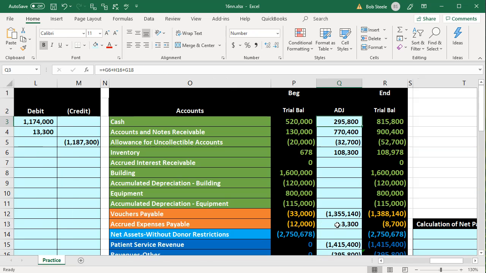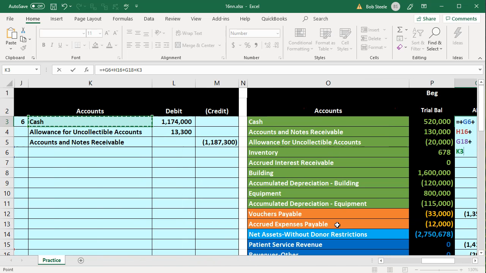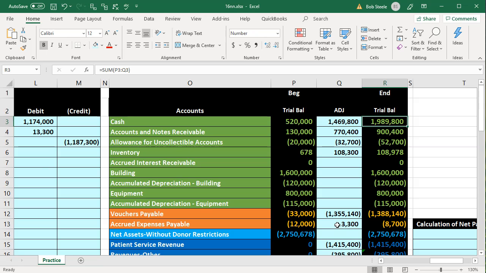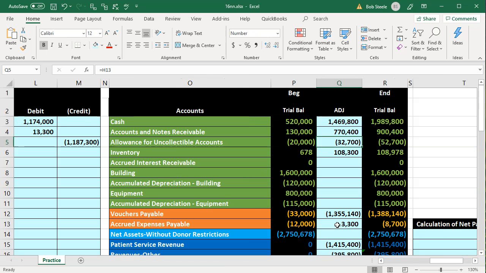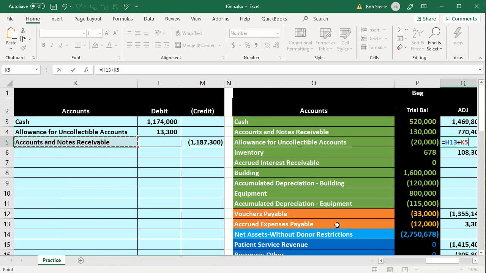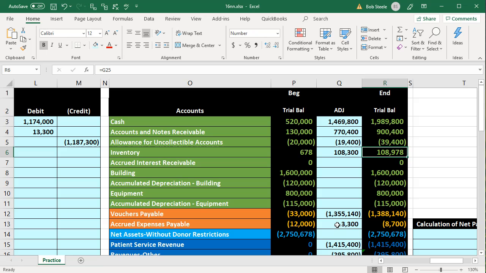We're going to post the cash first. So cash is going to be in cell Q3. Within Q3, we're going to get into the cell by pressing F2, and then scroll over to that $1,174,000, making it go up in the debit direction. Then we have the allowance for uncollectible accounts. That's going to be here in cell Q5. Something's in Q5, so we go into it, press F2, scroll over to that $13,300 and enter.